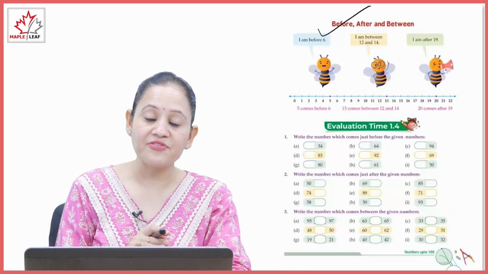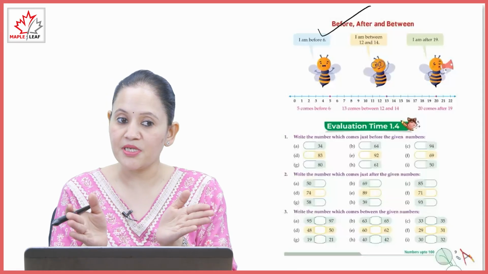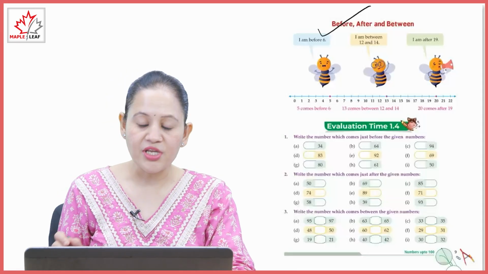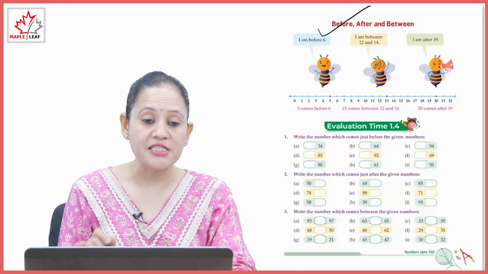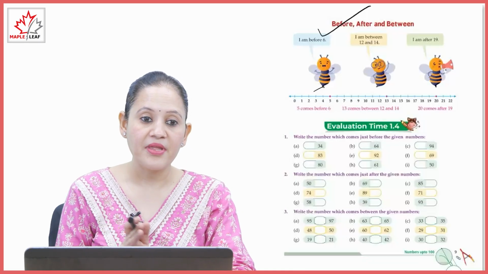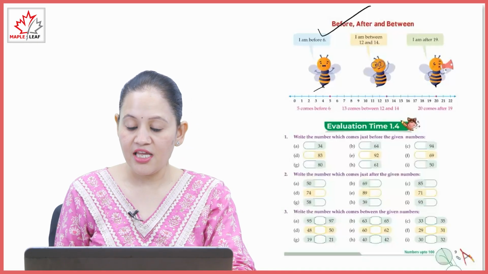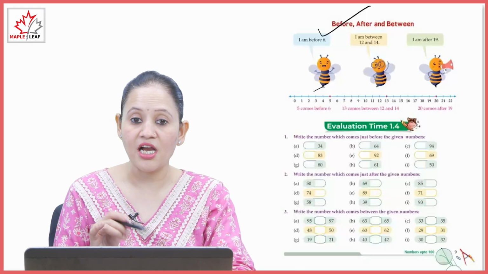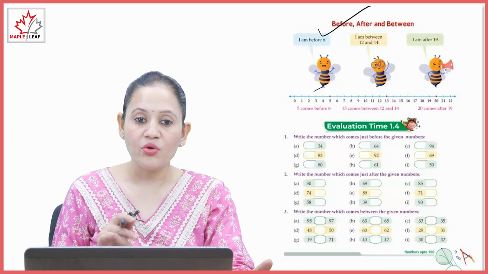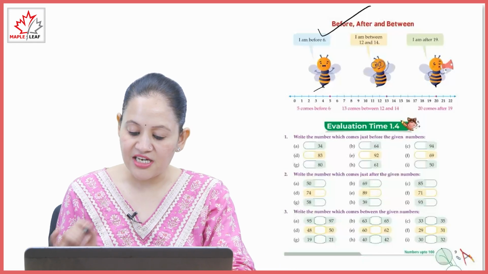Before means पहले, after means बाद में, between means दो चीज़ों के बीच में. So here you can see 3 B's. So first B is saying I am before 6, and this is saying I am between 12 and 14, and this is saying I am after 19. So कौन सी place पे है? You can see a number line.